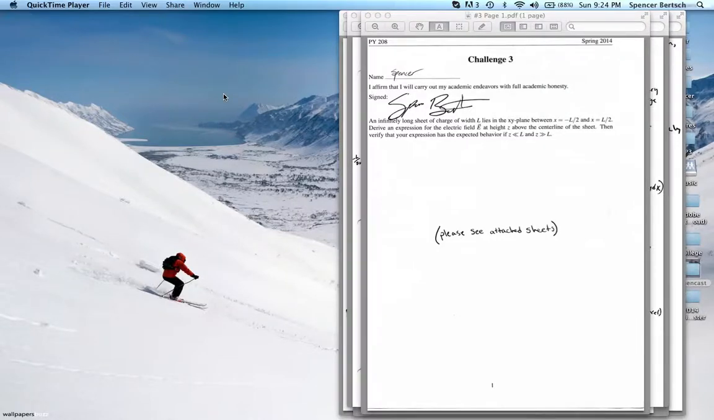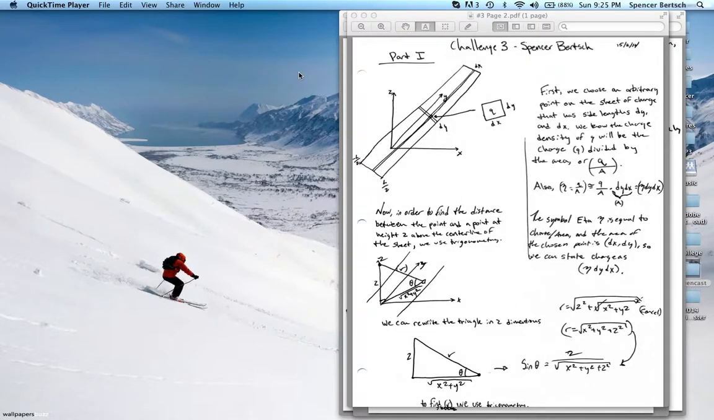So challenge number 3 was a really interesting problem, and I couldn't fit all of it onto this sheet, so I put it on a lot of separate sheets and then attached them all as PDFs. To start off, the problem was asking you to derive an expression for the electric field strength at a point Z directly above the center line of an infinitely long strip of charge. They called it a sheet of charge.